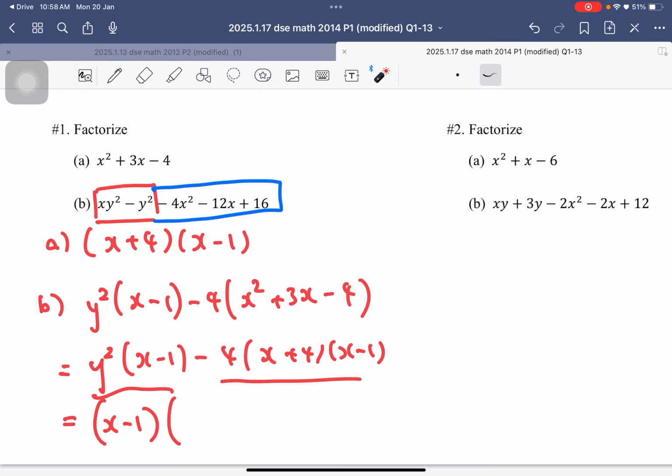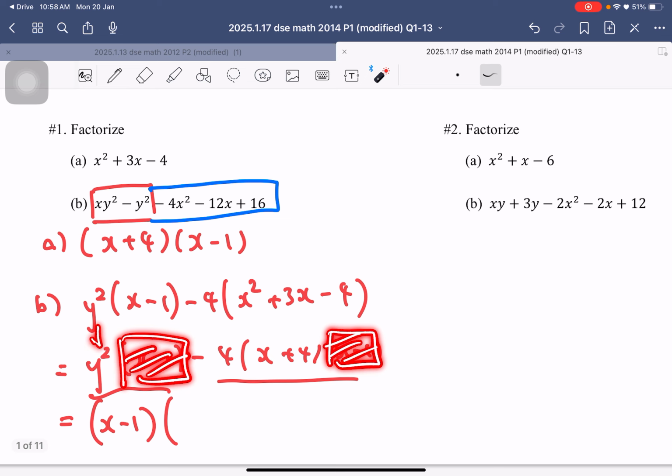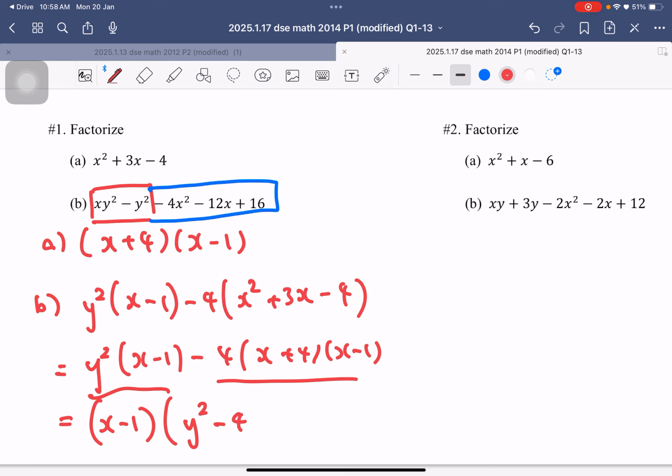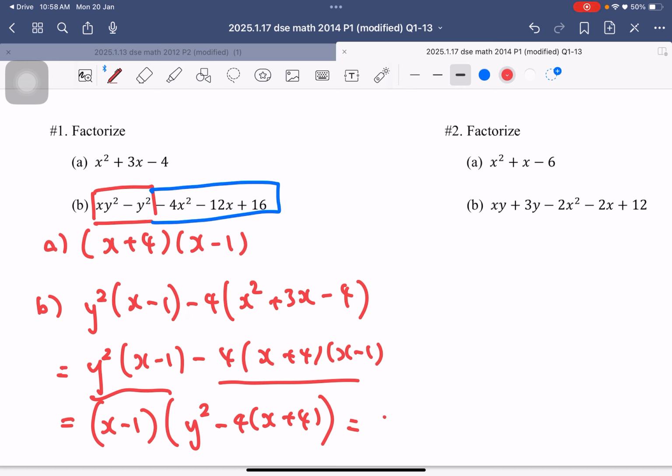We have y squared. Be careful of the bracket. You just take out the x minus 1, so you let it go. What I have is y squared minus 4, bracket, x plus 4. Some of you forgot the bracket. A lot of you forgot the bracket. So this is giving you x minus 1 times y squared minus 4, times x plus 4. Ria, okay? Be careful about this part. Understand?